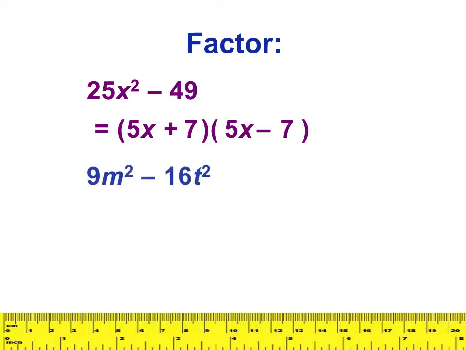Now let's factor 9m squared minus 16t squared. This also meets the criteria, so I'll simply take the square root of the first term and the square root of the second term.